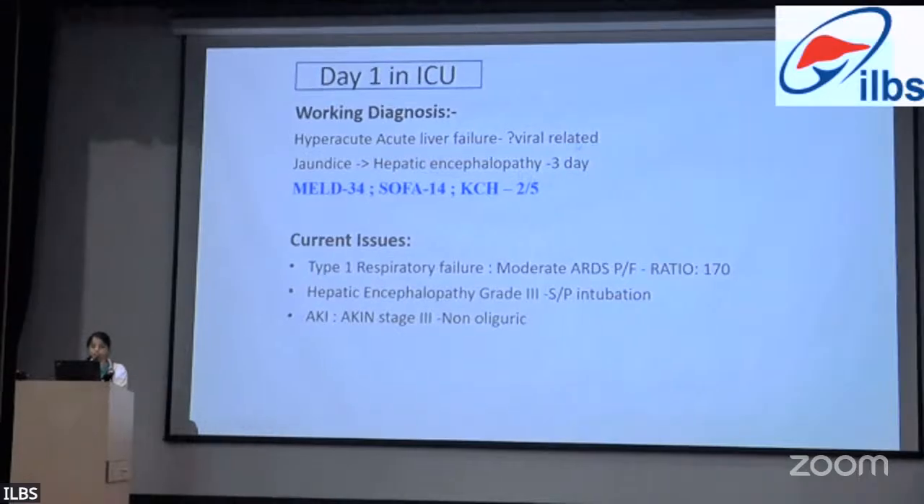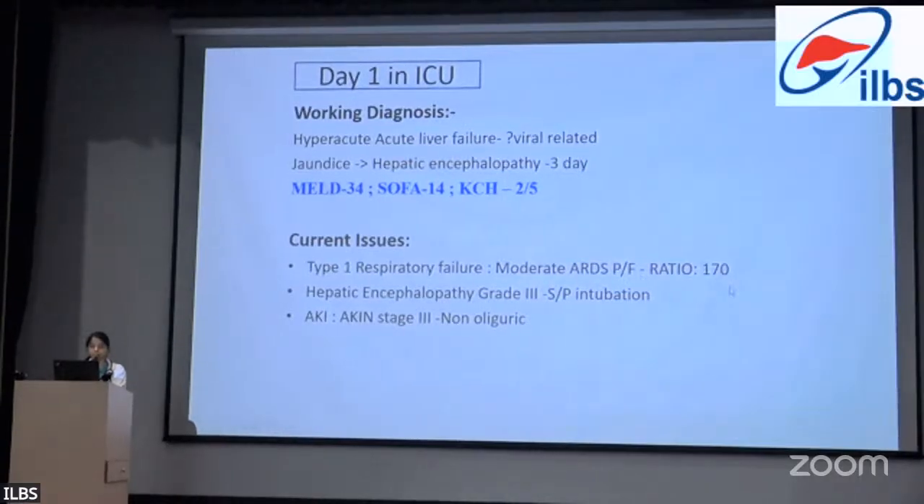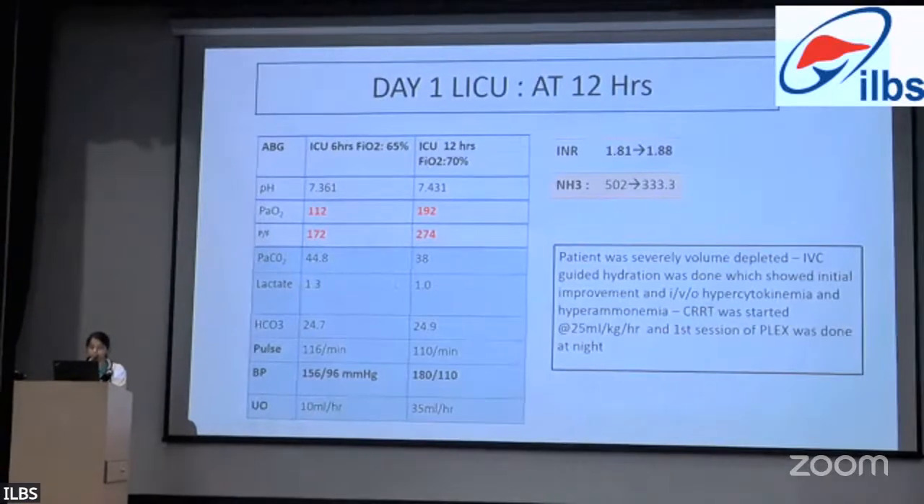Jaundice to HE time was 3 days, and MELD was 34, SOFA 14, KCH was 2/5. Current issues were type 1 respiratory failure with moderate ARDS with PF ratios of 170, HE grade 3, and he was intubated for the same. He was in Aiken stage 3, non-oliguric at the presentation.